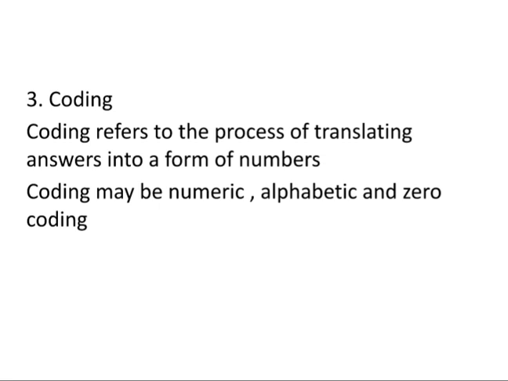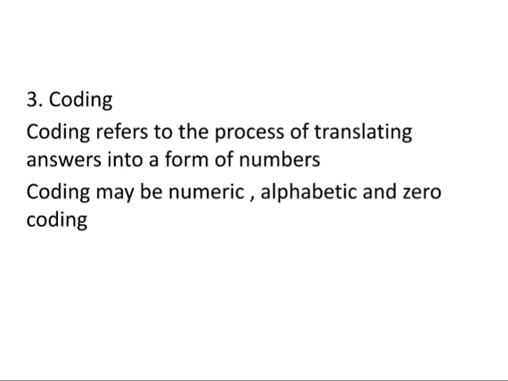So you can code, for example, A, B, C, D, we give options. So this A, B, C, D is a kind of coding. Coding refers to the process of translating answers into a form of numbers. When you make a questionnaire, this coding helps us, because you can write A, B or 1, 2, 3 like that. So coding may be numeric or alphabetic, and zero coding also sometimes helps us. So coding has to be done.